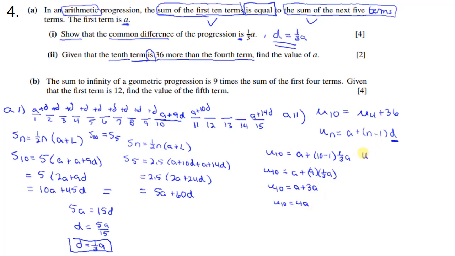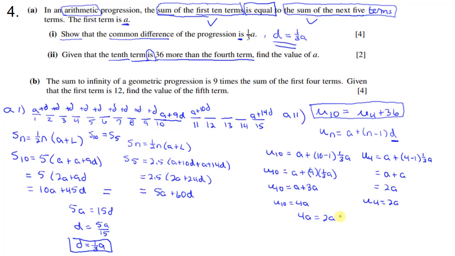Now I'm going to do the same thing for the 4th term. I'm going to say A is equal to 4 minus 1 times 1/3 A, and 4 minus 1 is going to be 3, and then 1/3 of that is going to be 1, so I end up with 2A. And so now it says that these two are not equal, that there's 36 more. So to make them equal, I'm going to have to add 36 to the 4th term.